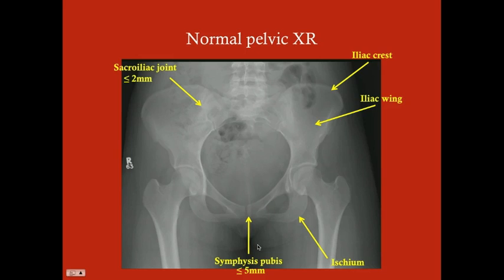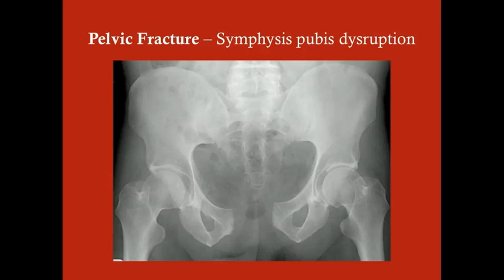And the symphysis pubis should be no more than 5 millimeters separated in an adult and no more than 10 millimeters separated in a child. And by child, I mean just not skeletally mature.